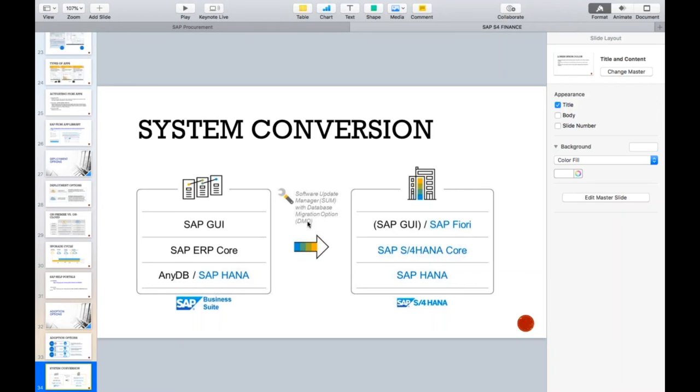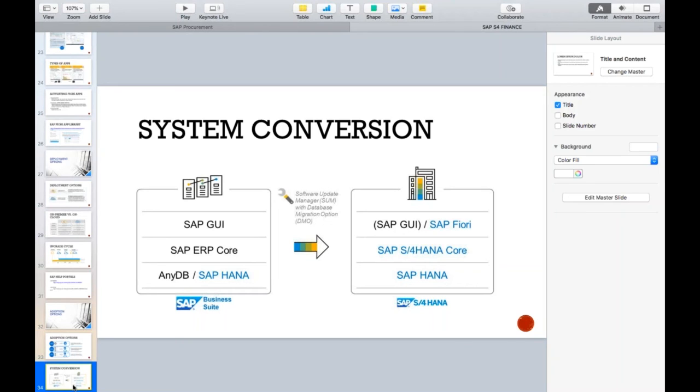SAP has provided the tool called SUM with DMO. We'll talk about this in detail. This tool will be required to convert your existing system to an S4 HANA system. This is the technical tool which Basis will use to convert this system to S4 HANA.